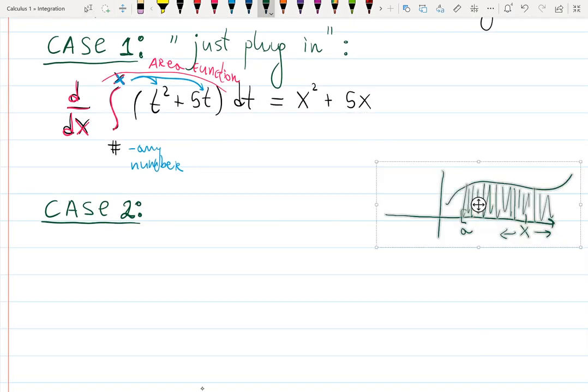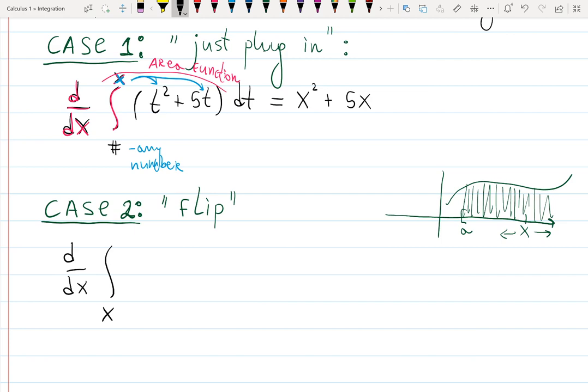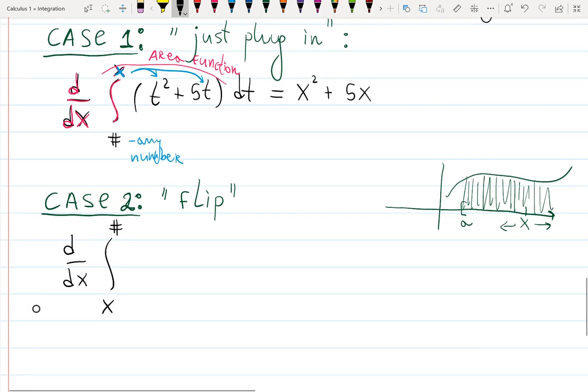And as mathematicians always do, we're going to create a new case, but we will solve it using the previous case, case 1. And I call it flip. In this case, I'm talking about finding the derivative d over dx of the integral where x, the left endpoint, is the variable and the right endpoint is a number, say 0 or pi or whatever. I can even call it a, some kind of any number, and in this case it's b, to have more beautiful notation. And the same function, t squared plus 5t dt.